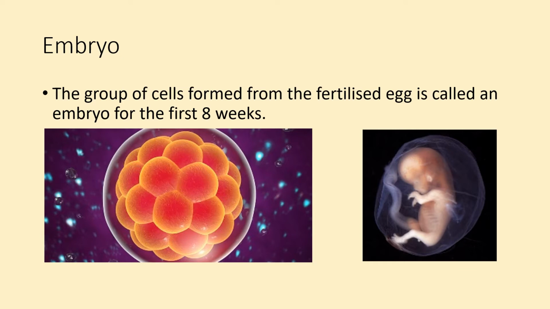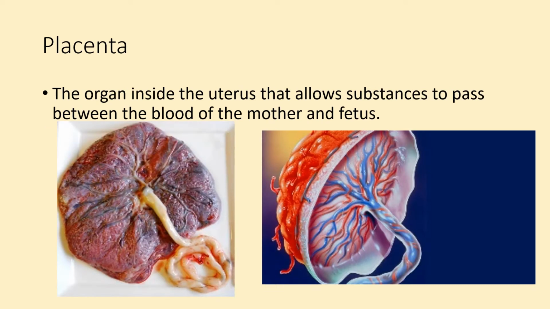The embryo is a group of cells formed from the fertilised egg, and that's what we call it for the first 8 weeks after fertilisation. The placenta is the organ inside the uterus which allows substances to pass between the blood of the mother and the fetus. We'll mention this in later slides.